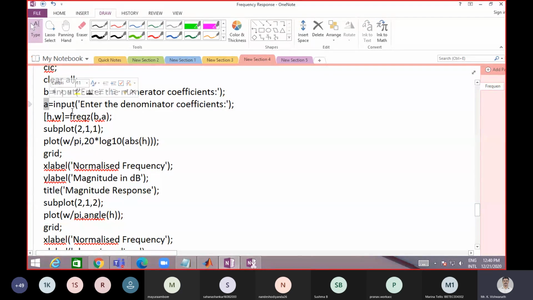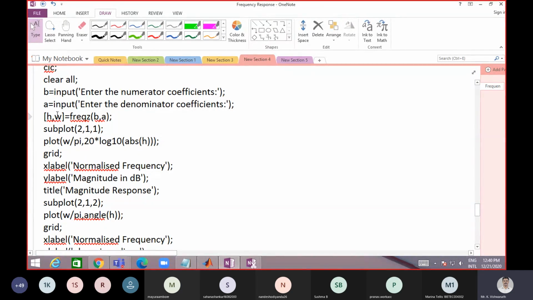into a variable a. Then we will use this freq command of this numerator coefficients and denominator coefficients. These two together form the transfer function, and we will collect the magnitudes and frequencies into h and w. Okay, h represents the magnitude, that is the amplitudes of the frequency response curve, but this will have the magnitude and phase. Therefore what we have to do is we have to plot now.